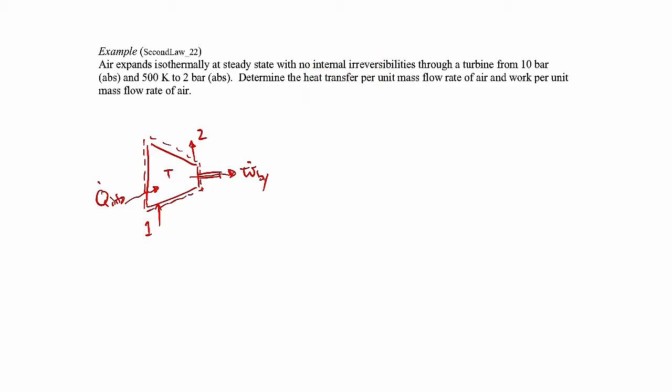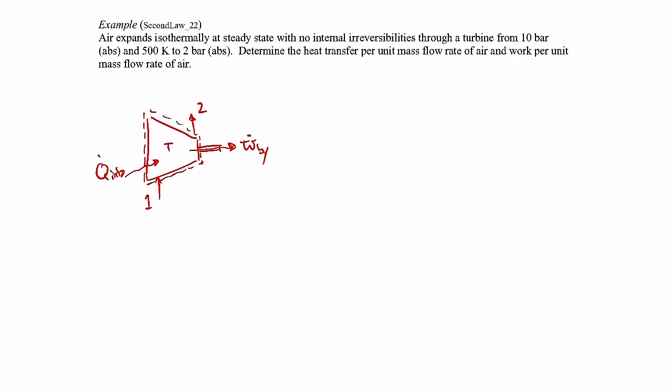If I use the first law, the problem is I don't know the work either. So in the first law, I would have two unknowns. I wouldn't know the heat transfer, and I also wouldn't know the power. That's why I'm going to use the second law, or the entropy equation instead, because that involves heat transfer, and I'm also told some information about the internal irreversibilities. So let's write out the entropy equation for that particular control volume.